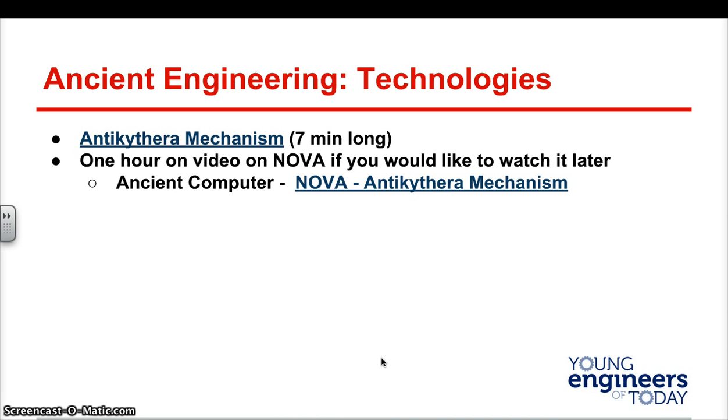Here's a quick video about this mechanism that was discovered around the early 1900s in the Mediterranean. It is an ancient Greek tool that was used to look at lunar calendars and predict when Venus would be moving. Very, very advanced ancient computer, if you will.